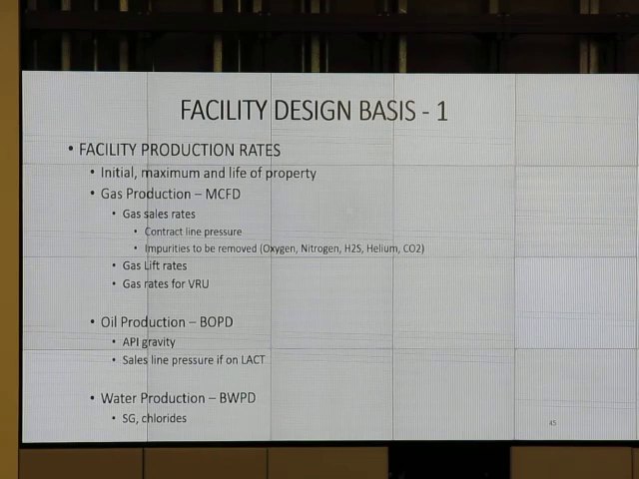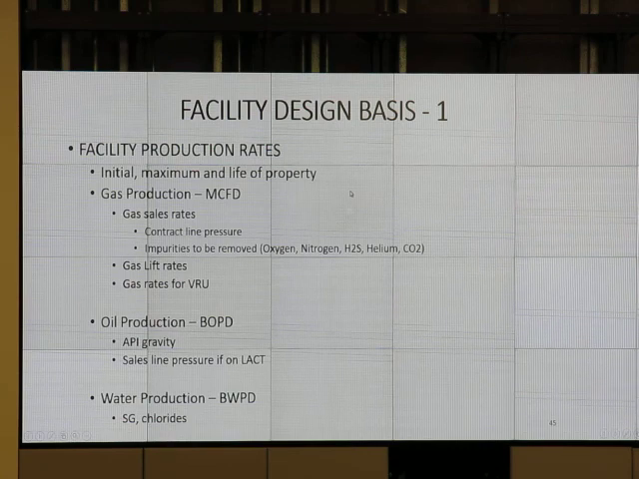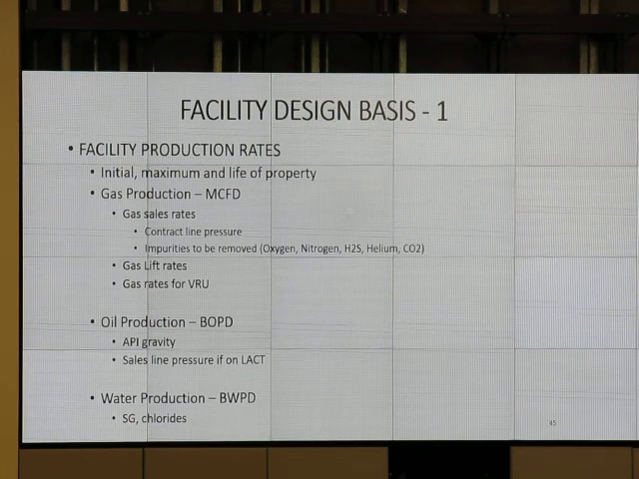Let's get our production rates. What's the initial rate going to be? What's the maximum rate going to be? What's the trajectory of that production through the life of the project? Because I've got to design to handle all of that. And the maximum rate may not be the first rate that I see. It may come later in the life. When's that going to come?